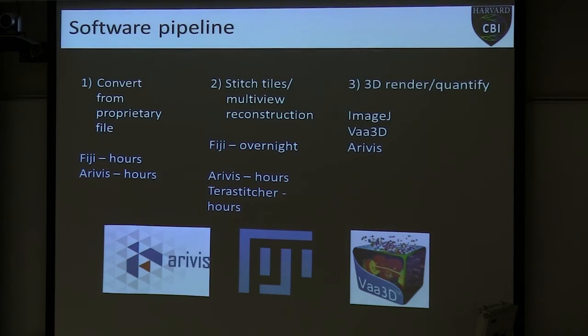So there are multiple methods to do this. There's the expensive way, there's the free way, there's the fast way, there's the slow way. This is what I've found to work best. As far as converting from this proprietary file type, the free way is to do it with Fiji. There are some macros that you can download from our facility's website that will just convert your file, the CZI file that comes off the microscope, into a bunch of TIFF stacks. And this takes, depending on the size of the data, maybe 30 minutes, maybe a couple hours. It just all depends on how big that file is.